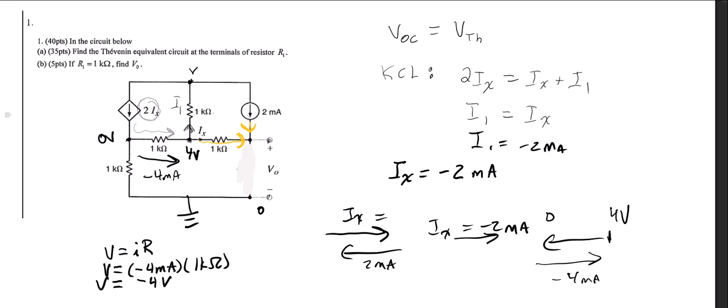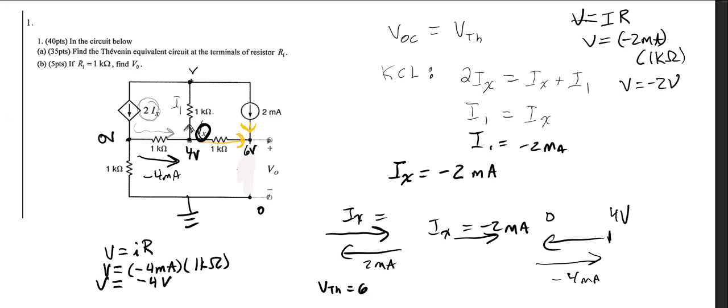And then similarly, going across this resistor right here, we know that that current is Ix. And using Ohm's law, V equals IR. Our V equals minus 2 milliamps, because that's what Ix is, times 1 kiloohm. Our V is minus 2 volts. Or the other side is minus 2 lower, which means minus 2 is plus 2. So this side is at 6 volts. So relative to ground, it's at 6 volts. And so V Thevenin is 6 volts.